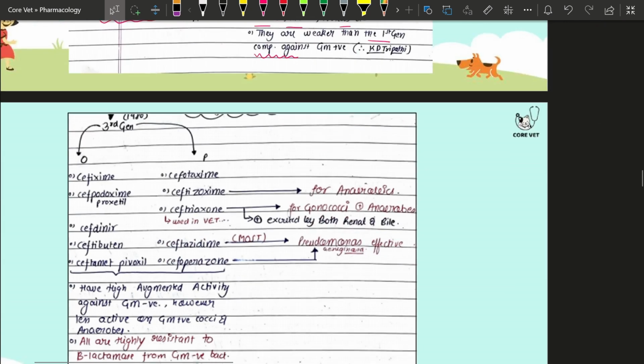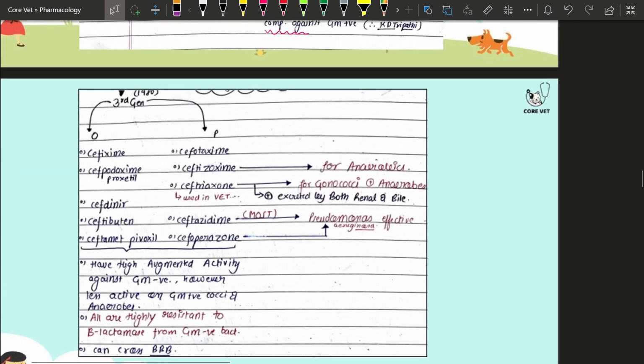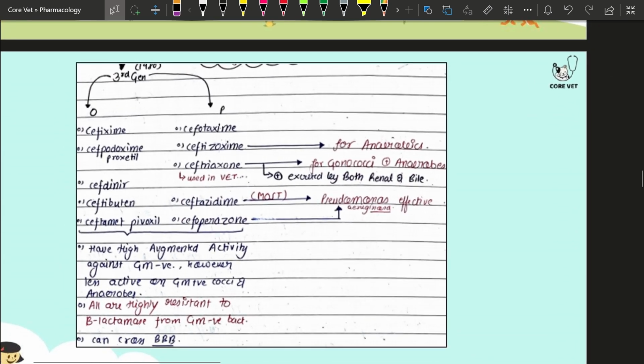Now coming on to the third generation, it is quite important because it is the third generation that is majorly used in the clinics. In the third generation, there are two routes that we are focusing on. First one is the oral and second one is the parenteral, right? In the oral route, there is cefixime, cefpodoxime proxetil, cefdinir, ceftibuten, and cefetamet pivoxil, right?